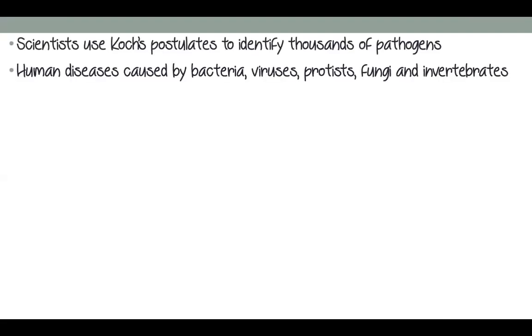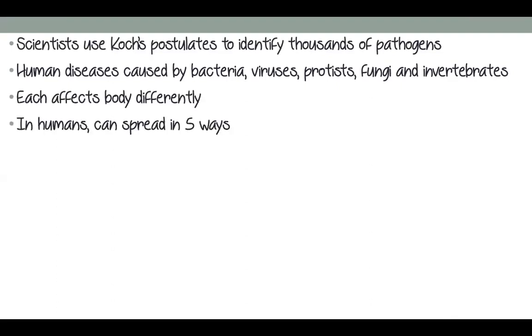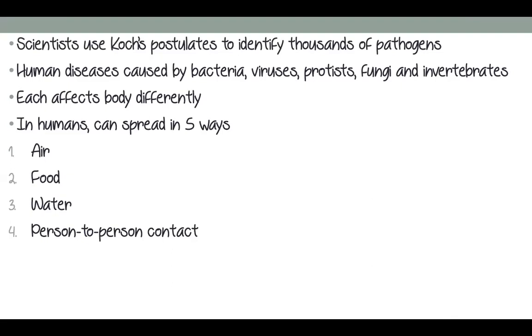Okay, so human diseases are caused by bacteria, viruses, protists, fungi, and invertebrates. And like I said, they spread in 5 ways: air, food, water. Those are the main 3. Then you've got person-to-person contact. This can be through bodily fluids like blood. Some pathogens can be spread through saliva and things like semen. And finally, animal bites.